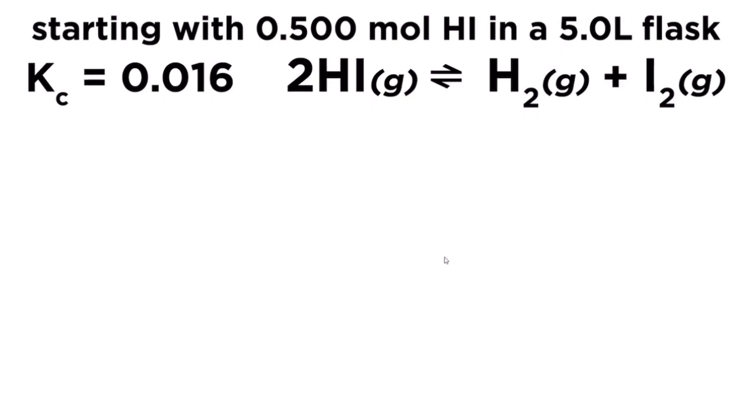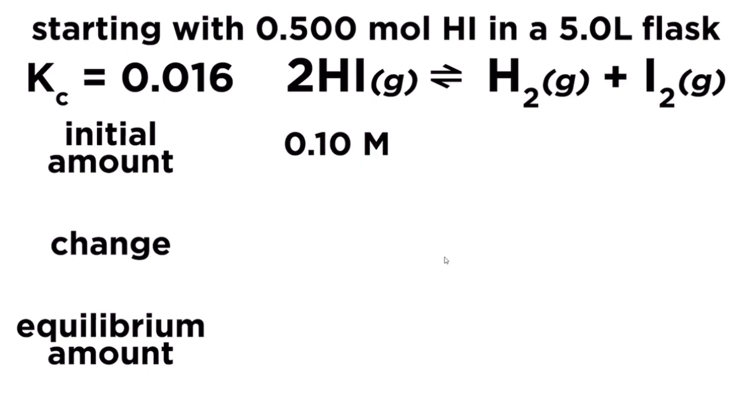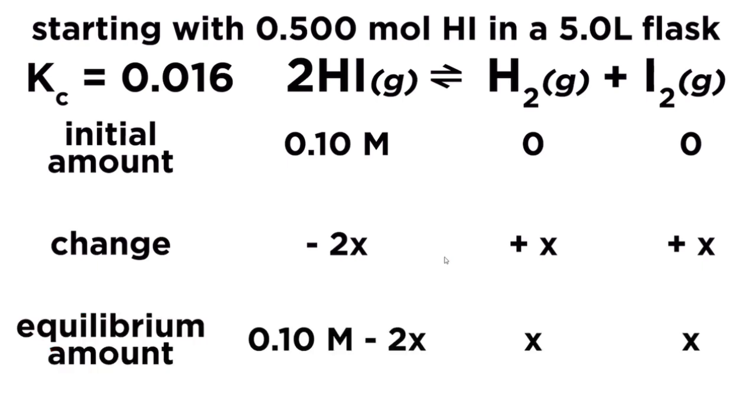Let's try a more difficult icebox. Given the following information, calculate the equilibrium concentrations of each substance in terms of molarity. Remember that molarity is moles per liter. So we set up our icebox and calculate the concentration of our reactant. That'll be the initial value and 0 for the products. Now here, the change will be different for each substance because of the stoichiometry. For every 2 moles of reactant, we get 1 mole of each product, so we have to subtract 2x here and add x here. Then equilibrium is just the sum of initial and change.